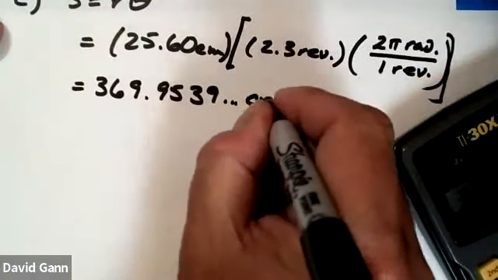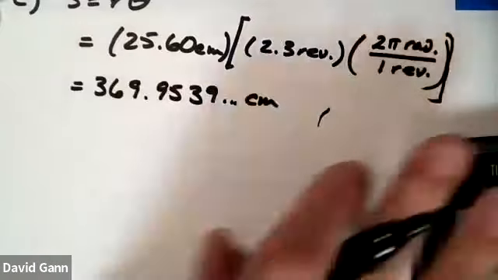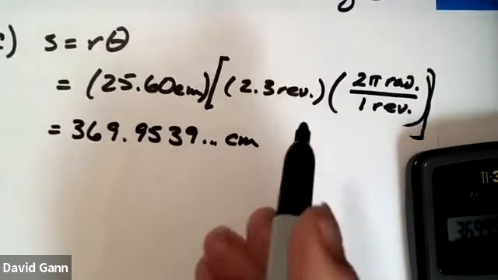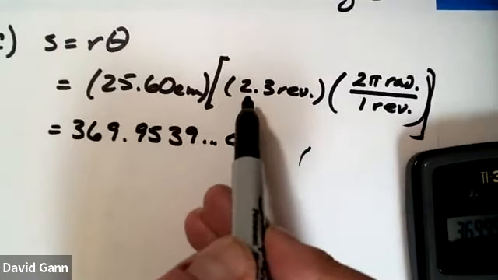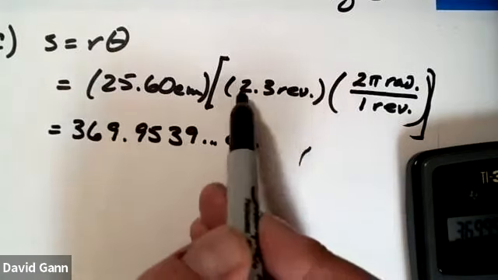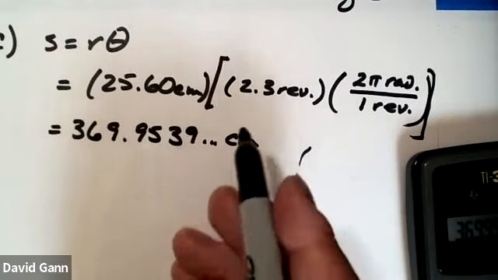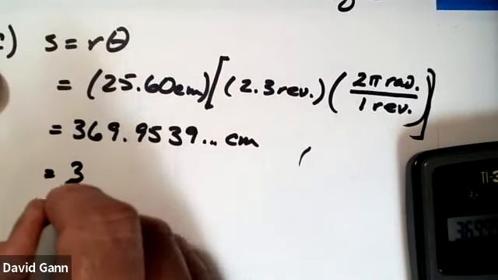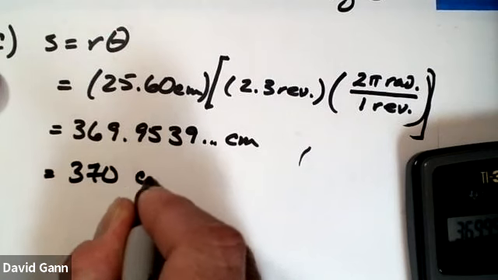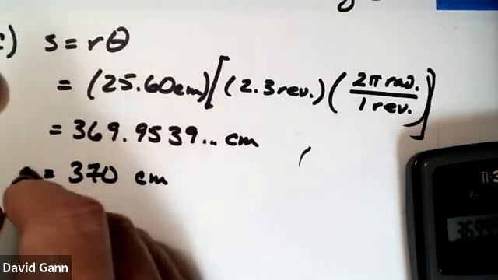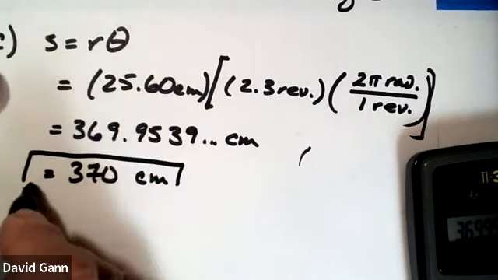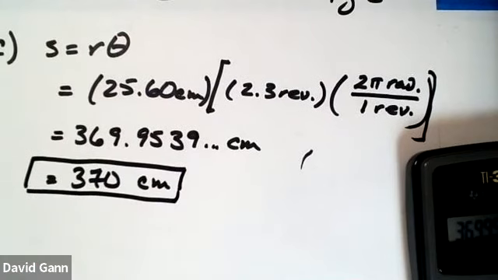something centimeters. And so again, applying the significant digits rule, I've got something with 4 digits times 2 digits times an infinite number of digits. The smallest number is 2, so this can only have 2 significant digits. So this becomes 370 centimeters. Okay, so that's a pretty simple example involving a wheel of a known radius and a certain distance.